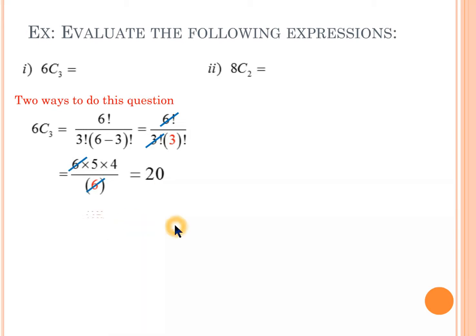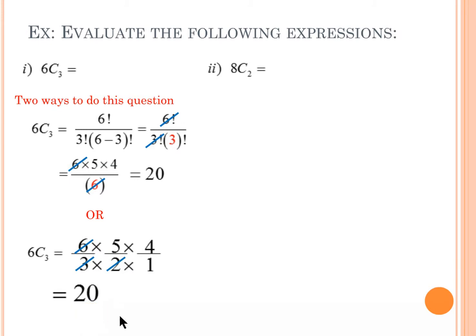Another way you could do this problem is you could use 6 choose 3, and you could write this as 6 pick 3 divided by r. So this would be 6 times 5 times 4 divided by 3 times 2 times 1, and that will give you an answer of 20 as well. So this situation right here, I'm just using the second formula where I have my permutation divided by r.